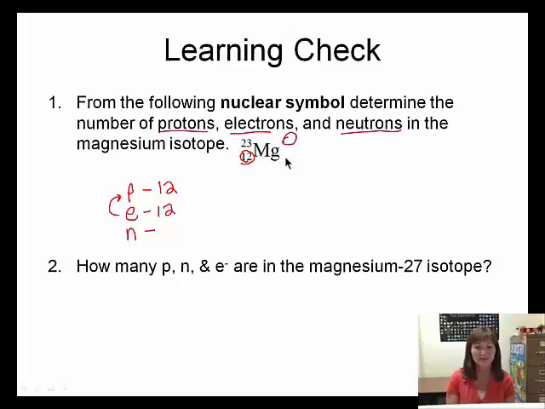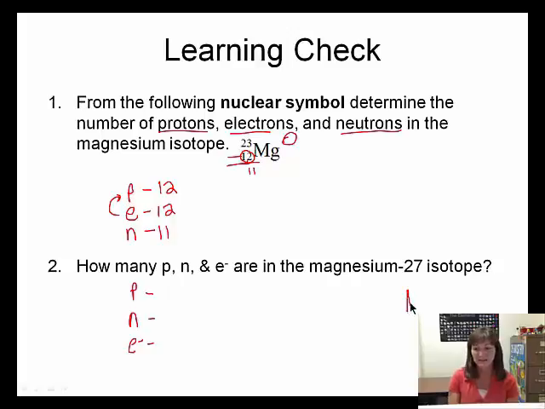To determine the number of neutrons, I have to do a subtraction here. So 3 minus 2 is 1, 2 minus 1 is 1, so that means there is 11 neutrons in this particular isotope. The second question: how many protons, neutrons, and electrons are in magnesium 27?